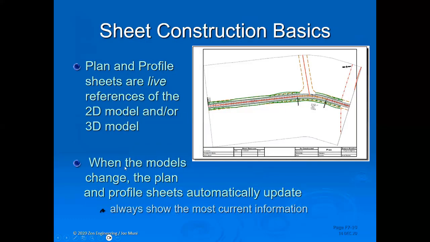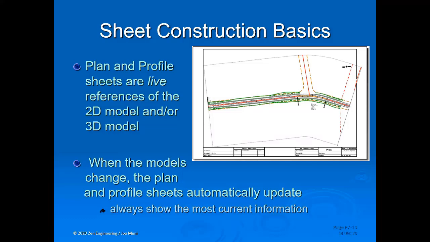Okay, so moving along, just a little bit of some sheet construction basics. Now we're talking about using the OpenRoads Designer tool set to create sheets. Basically the plan and profile sheets, or even cross-section sheets, are really just live references of your 2D model and or your 3D model, depending on what type of sheets. The cross sections will place your slices through that 3D model, whereas the plan will use the 2D model, and then profile will use obviously your profile view.